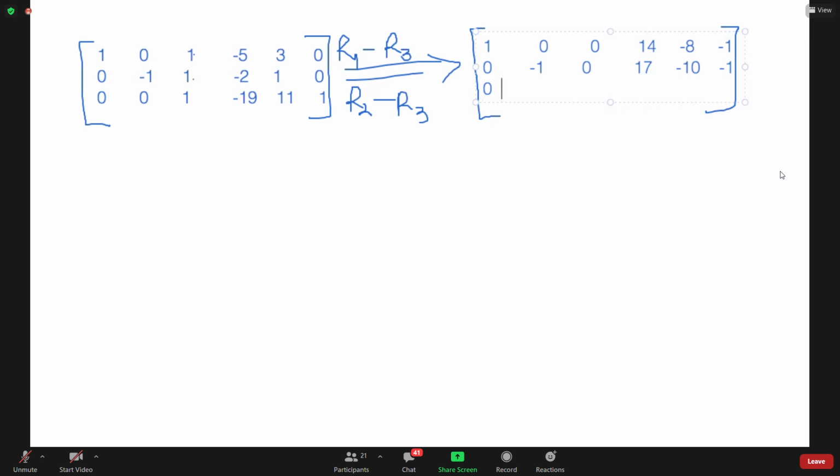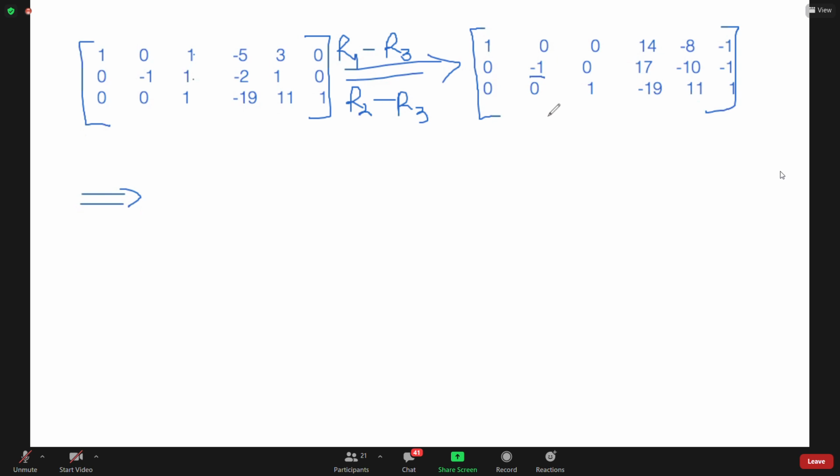And the last row, the third row, is the one that we made modifications with. So nothing changed. Minus 19, 11, and 1. So I've gotten to this stage of my matrix, which is great. However, it's still not exactly quite the identity matrix. Why? Because of this minus 1 right here. In order for this to be the identity matrix, this minus 1 should have actually been a 1.